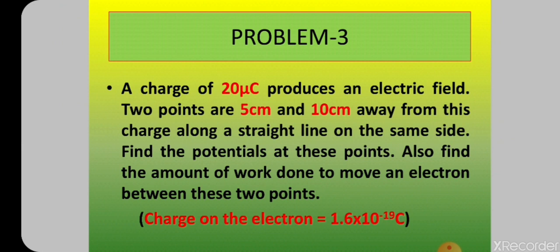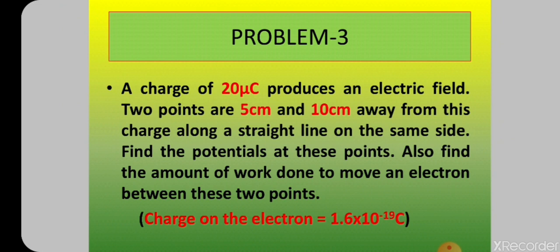Here they have given only one charge, a single charge, that is 20 microcoulomb. But they have given two points. One point is at the 5 centimeter distance, another point is at the 10 centimeter distance. So the 5 centimeter distance is the closest one to the point charge, and the 10 centimeter is a little farther away compared to the previous point.